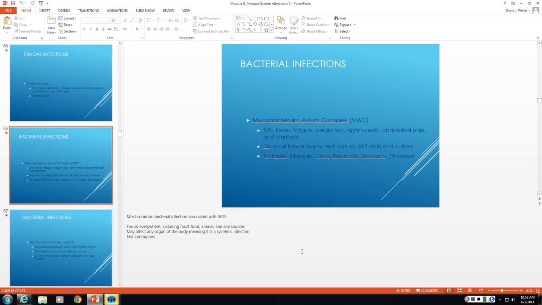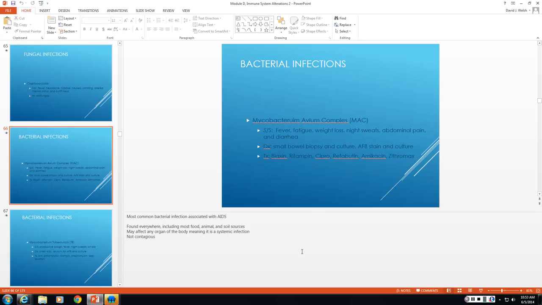Your MAC, or Mycobacterium avium complex. Signs and symptoms of this. This is a bacterial infection. It's the most common bacterial infection associated with AIDS. Signs and symptoms are going to be fever, fatigue, weight loss, night sweats, abdominal pain, and diarrhea.